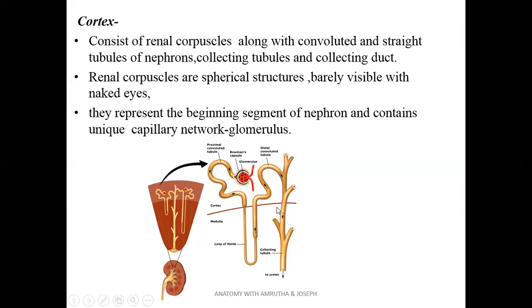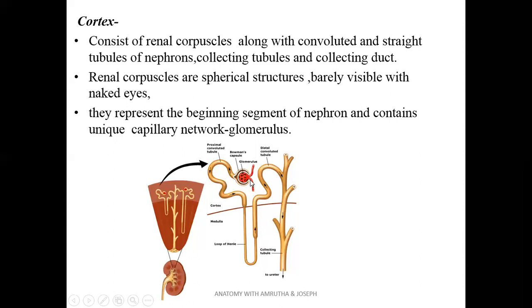So let's see what you can see in the cortex. The cortex has renal corpuscles. The combination of the glomerulus and the Bowman's capsule together is called the renal corpuscle. And there are convoluted tubules and straight tubules. The beginning of straight tubules can also be seen. Collecting tubules and the collecting duct can also be seen in the cortex region.